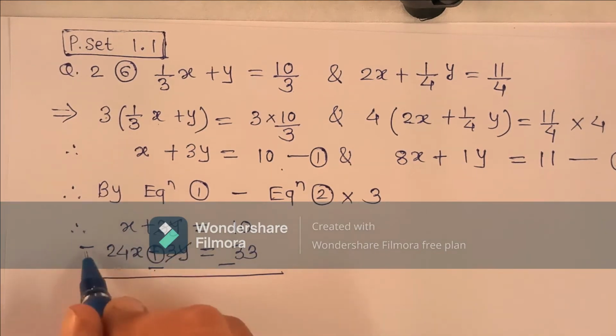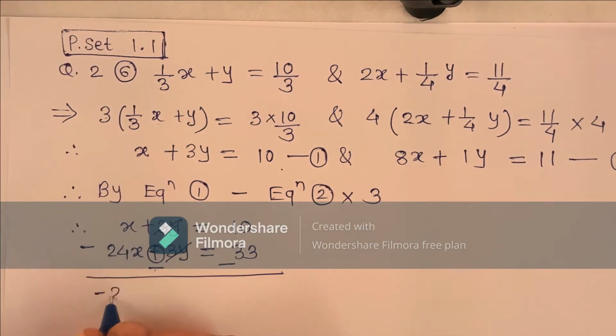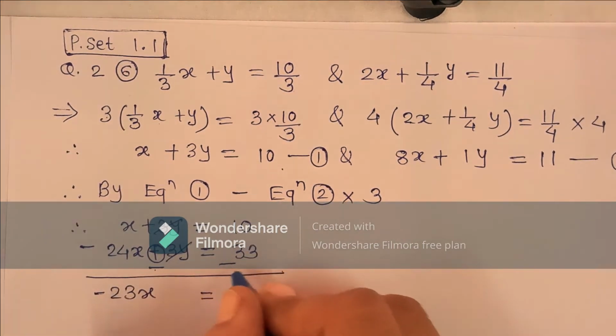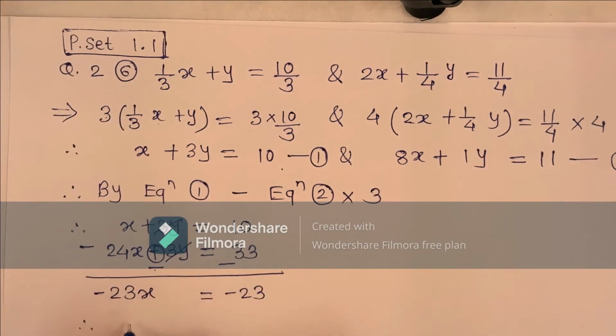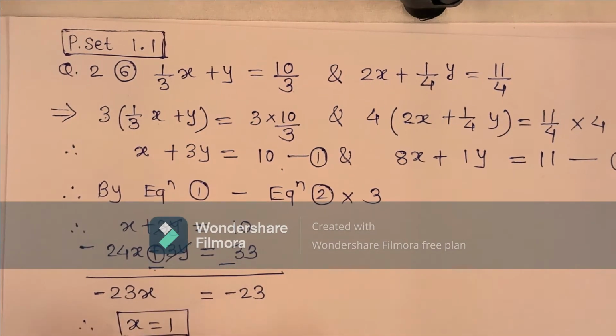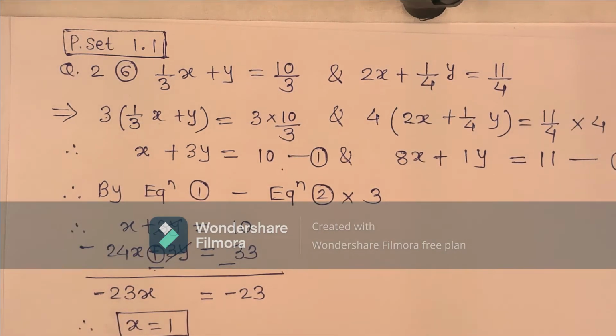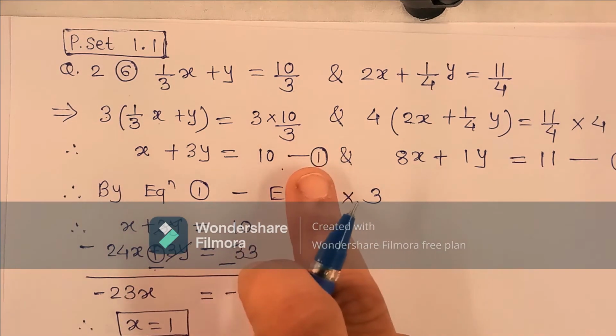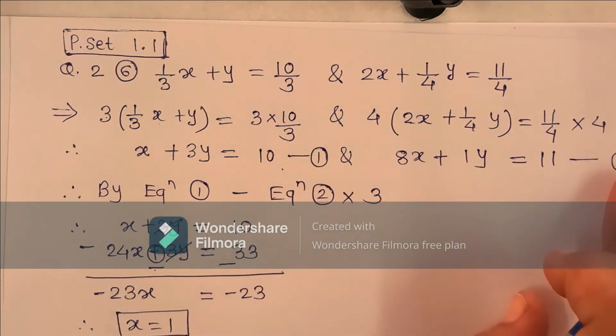Then x minus 24x will give you minus 23x is equal to 10 minus 33 will give you again minus 23. So you will get minus 23x is equal to minus 23. That means x is equal to 1. So here the value of our first variable we have got. Now to get the value of another variable y, we need to substitute this value of x in any one of the equations, either in equation 1 or in equation 2.